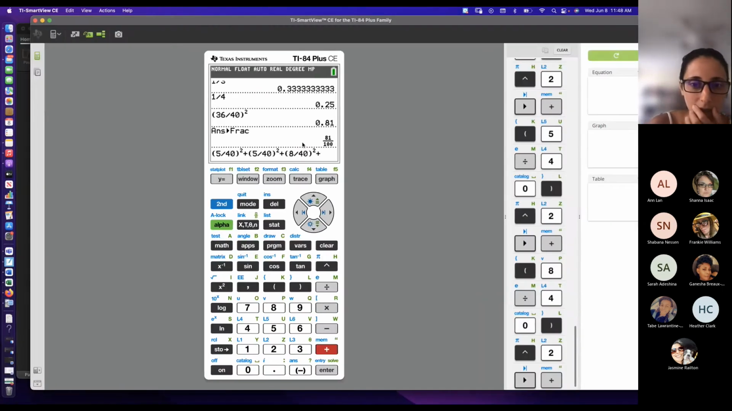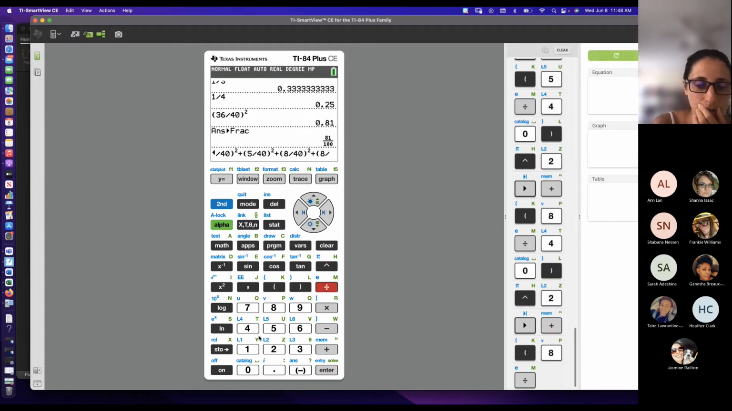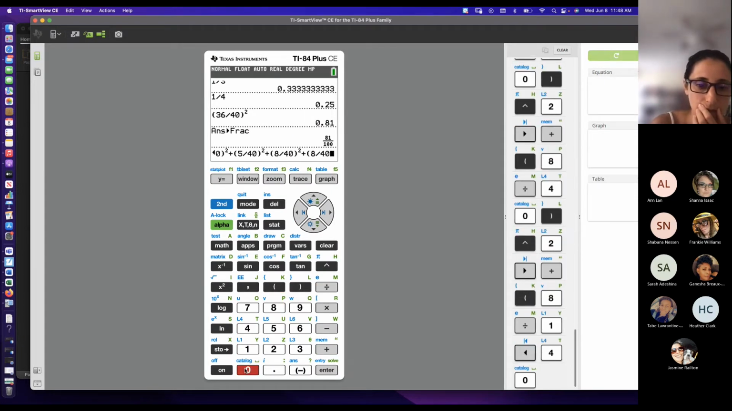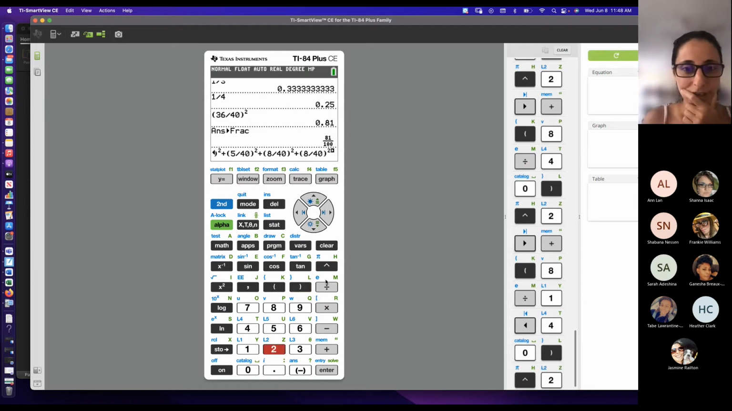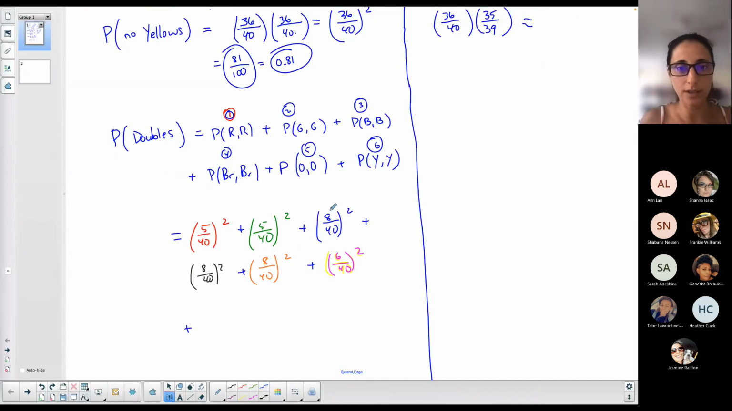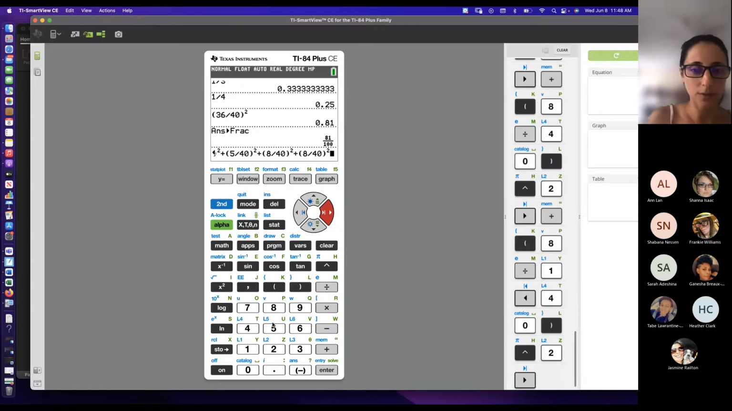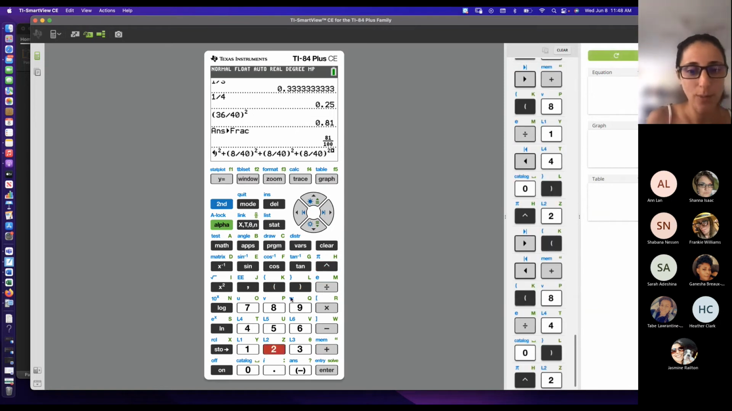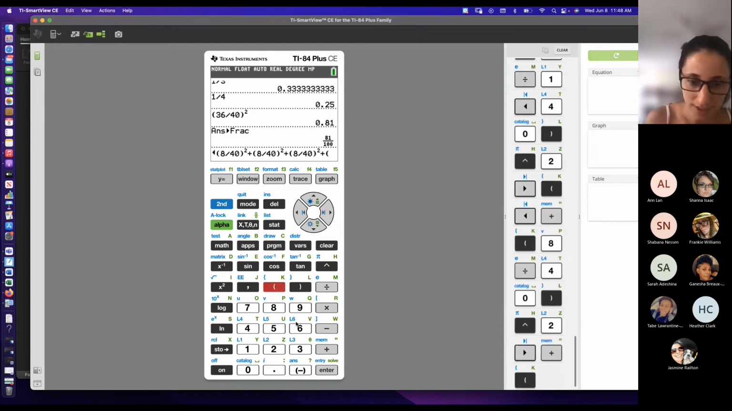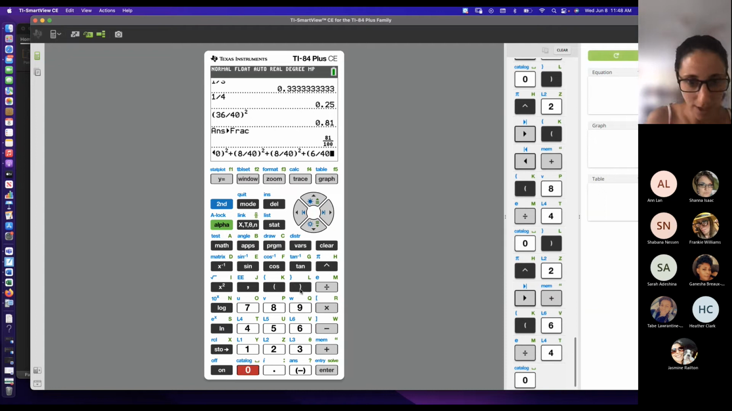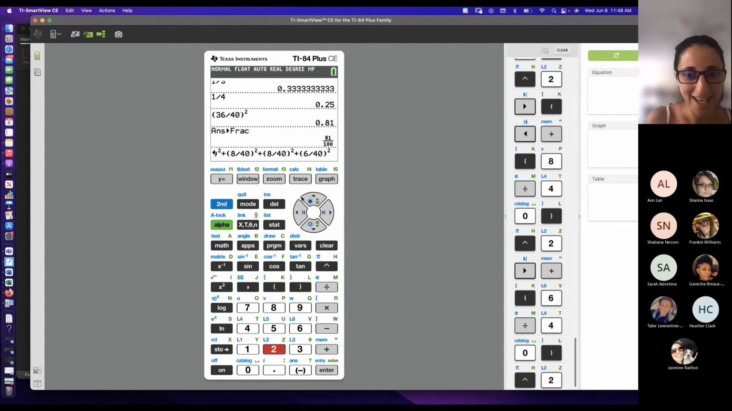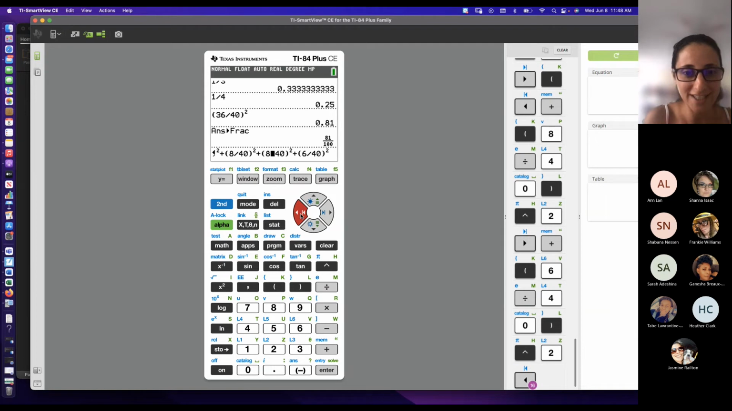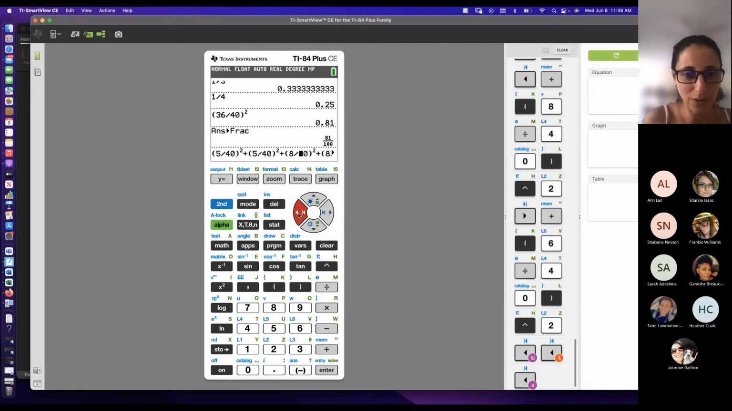8, 8, and 6. 8 out of 40 squared. Do I have another 8? I forgot how many 8s. Yeah, I did have another one. Plus 8 out of 40 squared plus 6 out of 40 squared. You might need to backtrack just to make sure you put it all in if you're doing it all like this, right? 2 5s, 3 8s, and a 6. Okay.